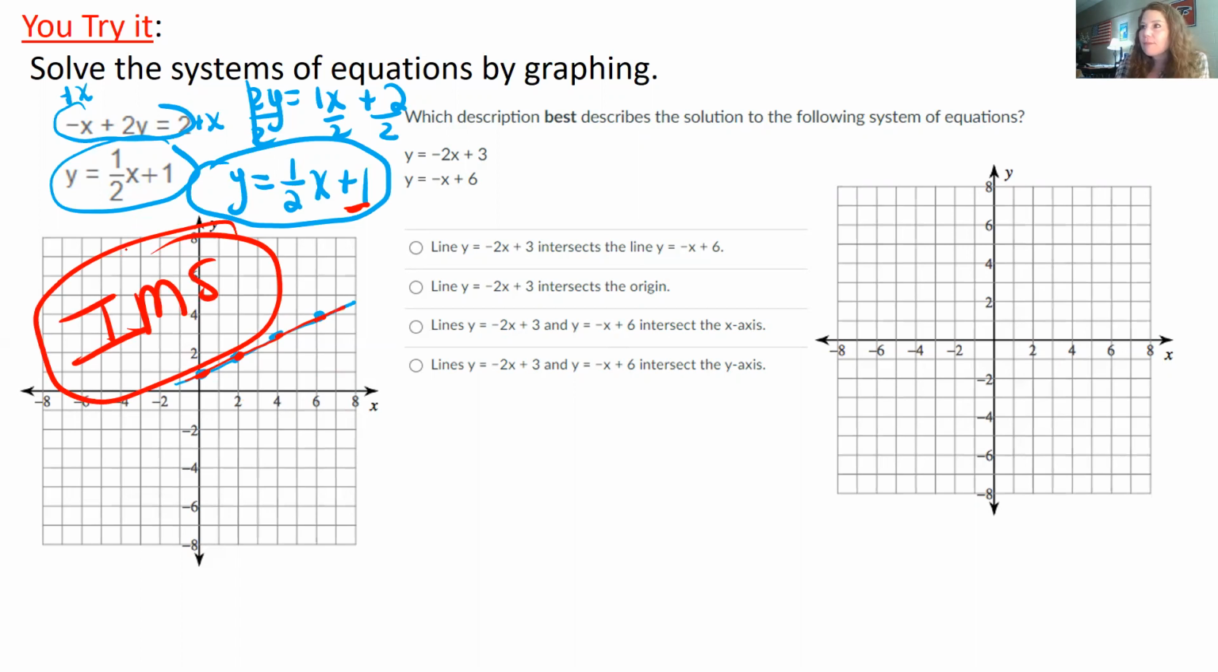Okay? All right, the last question says, which description best describes the solution to the following systems? Well, I've given you guys a graph, so hopefully you graph these. So I'm going to start with my y-intercept, +3. And my rise is -2, right 1, -2, right 1, -2, right 1, -2, right 1.